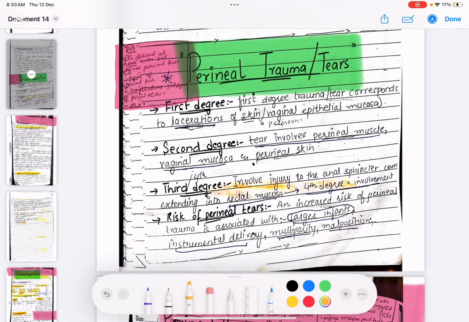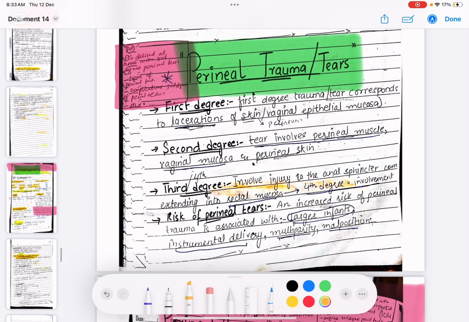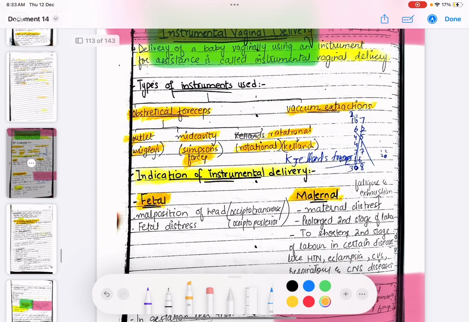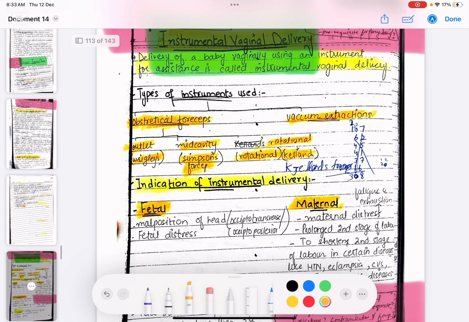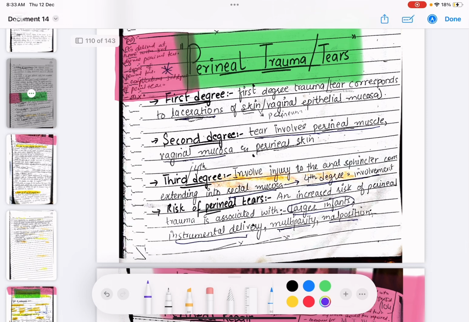So we have started the preparation for the obstetrics subject, and in the previous video we discussed the puerperium, puerperal pyrexia and episiotomy. Now in this video we are going to discuss perineal trauma or tears, instrumental vaginal delivery and vacuum. Okay, so starting from the first topic of today's video, that is perineal trauma or tears.